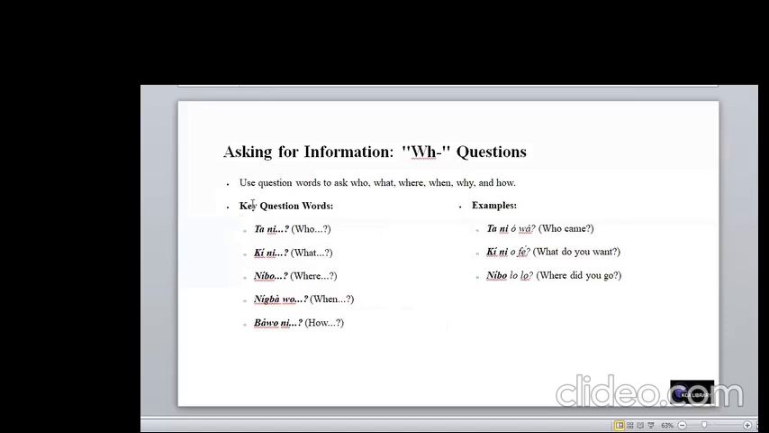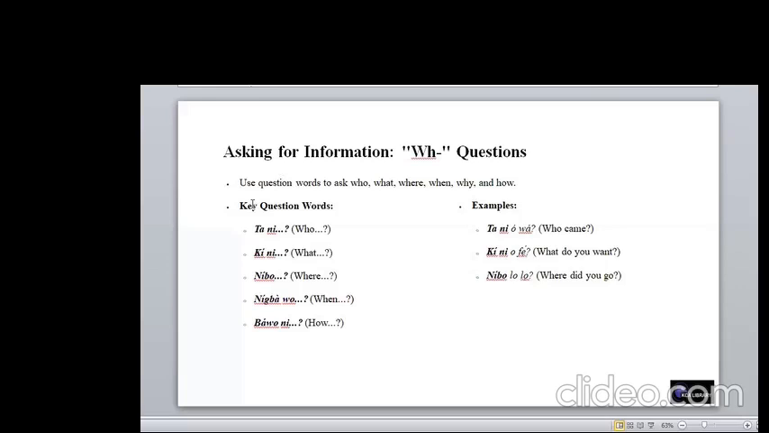Then asking for information. If you want to ask about who, what, where, when, why, and how, these are the key words that are needed. For who, you say tani. For instance, tani ó wá, who came. For what, you say kíni. Example, kíni o fẹ́, what do you want? For where, you say níbo. For instance, you say níbo lo lọ, where did you go?